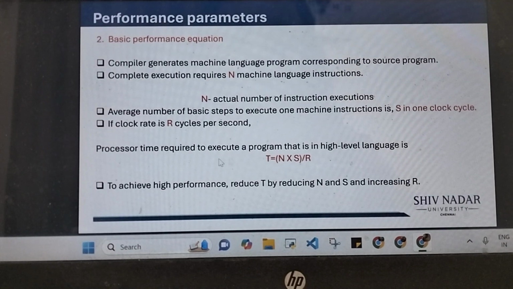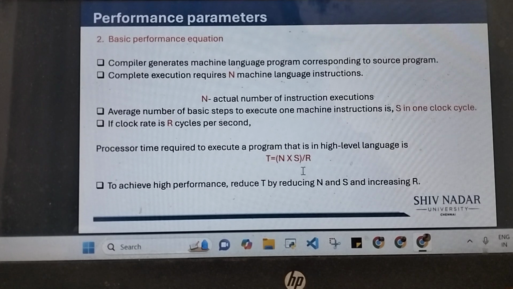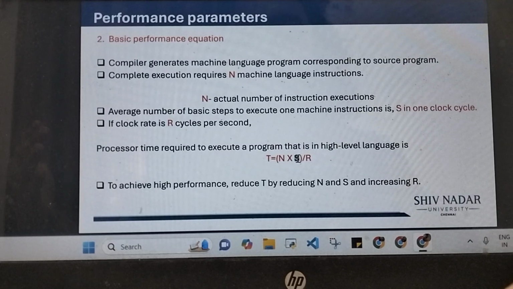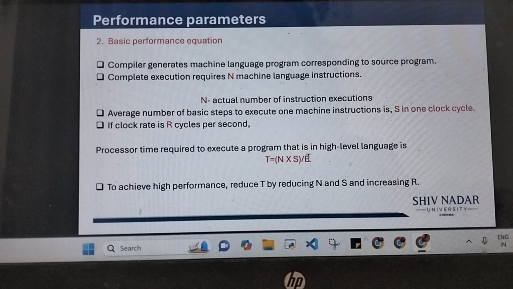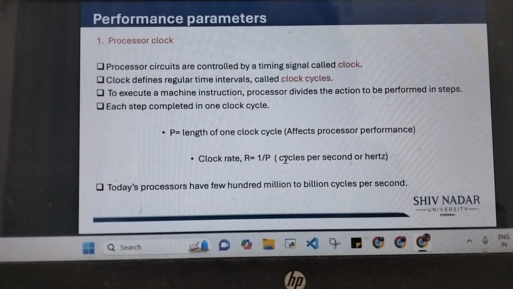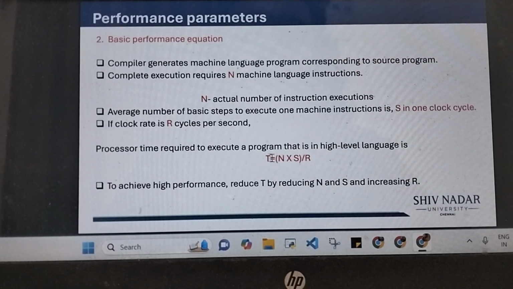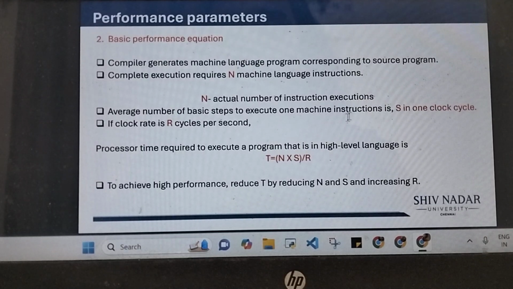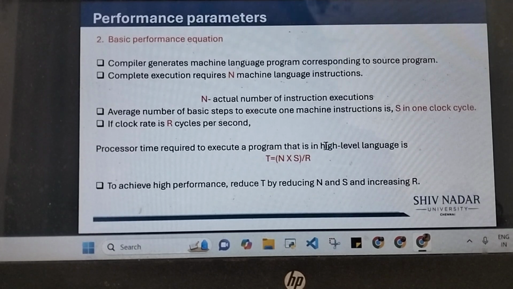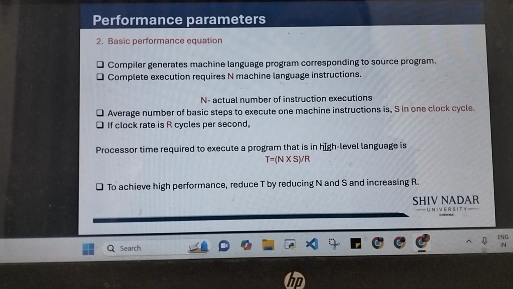So the total time required would be n into s divided by r. Here n refers to the number of instructions, s is the number of instructions that can be executed per clock cycle, and r is, as we saw, the clock rate, the number of cycles per second. If you check the dimensions of this quantity, it would be instructions into instructions per cycle divided by cycles per second. So the final quantity will be in units of seconds, or milliseconds, microseconds, whatever.